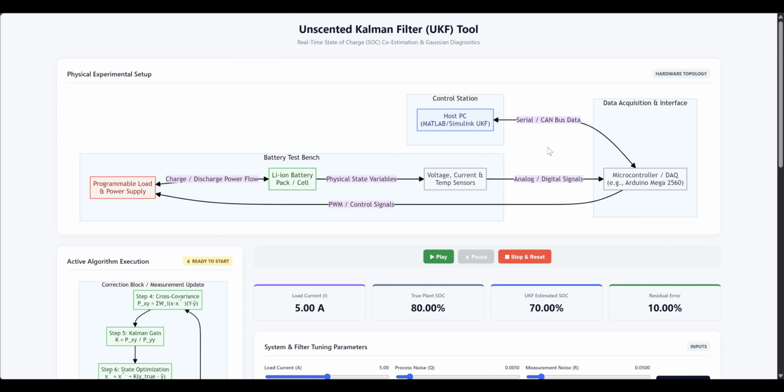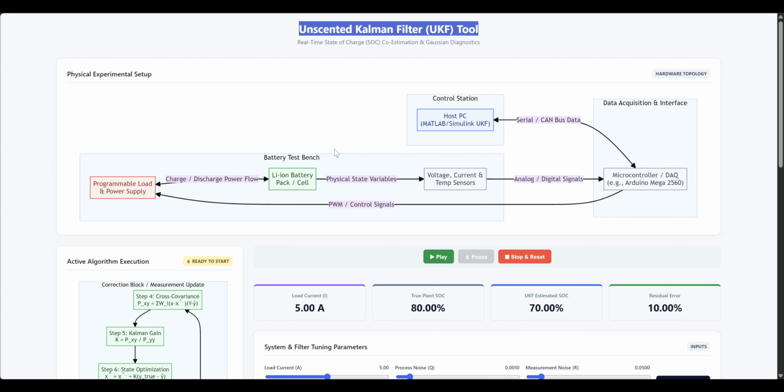So in this particular video, we will be looking into the concept related to the unscented Kalman filter, and we will see it with a visual perspective and try to understand individual terms and individual functionalities, like how the entire Kalman filter system works for the SOC estimation. So this is an unscented Kalman filter which basically does the SOC estimation.